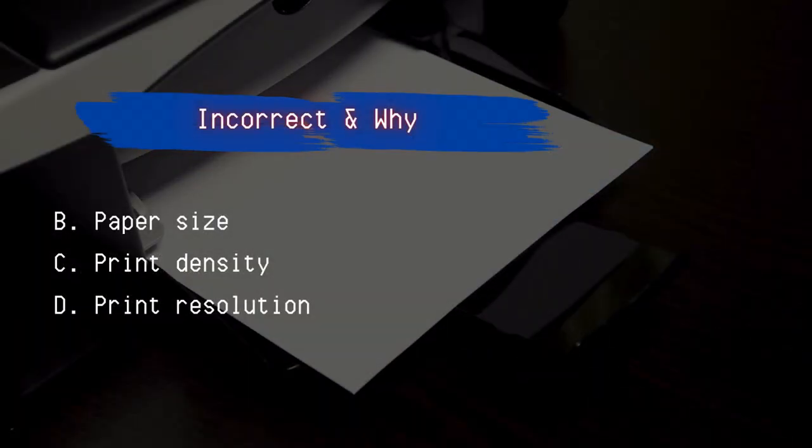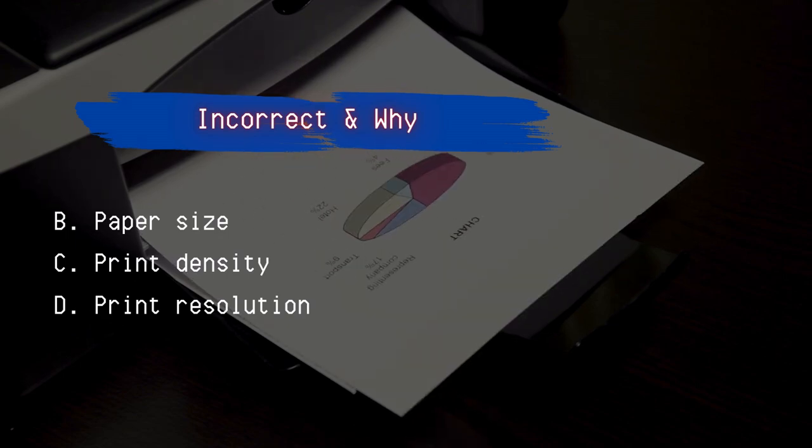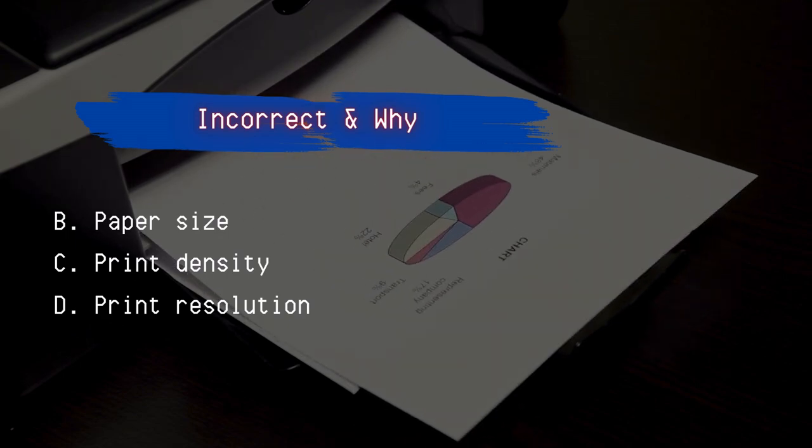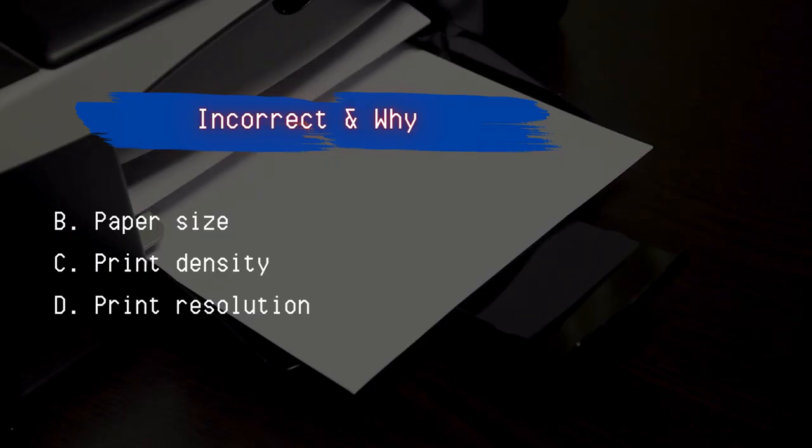Incorrect answers: B, paper size. Now, paper size does not affect how many sheets are used per job. C, print density. Now, density controls print darkness, not paper usage. And D, print resolution. It affects the clarity but does not impact the number of pages printed.